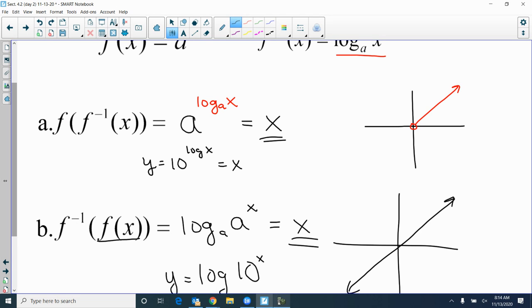Negative numbers. So look at the first one. The first one right here is when we do the composition. It's 10 to the log of x, or it's log base a of x. You are plugging your x into a log, which means you can only plug in positive numbers. So that is why when you graph that one, it only comes up starting at 0, going to the right.